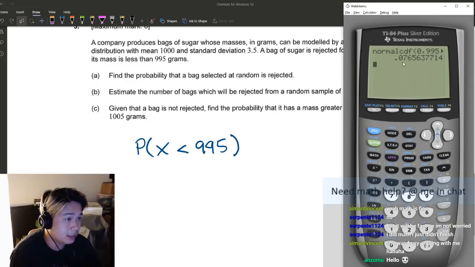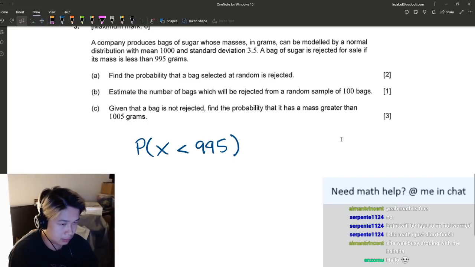So the probability of the bag being rejected is 0.0766.